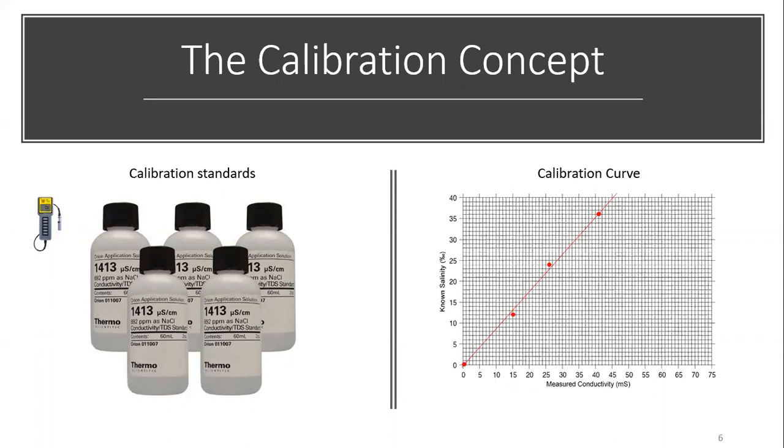The measured conductivity of these calibration standards are then plotted versus their known salinity to produce a conductivity versus salinity calibration curve. By using a calibration curve, we can plot a measured conductivity to the curve and determine the salinity in parts per thousand of a seawater sample.